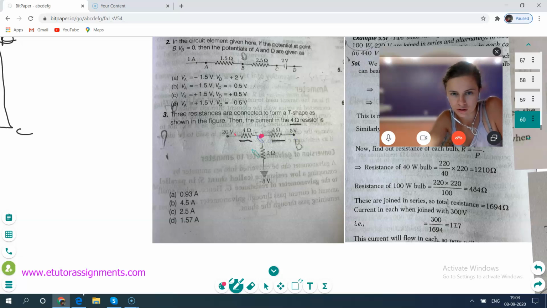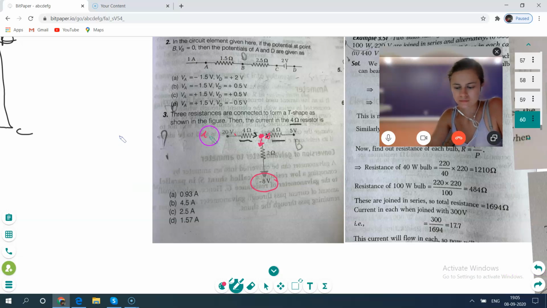Please tell me. I can take current like this and like this. I don't know which direction to take. See, this is the minus 5 volt. This is the lowest volt. So current will definitely go this way. Yes, so it's going to go here and down.